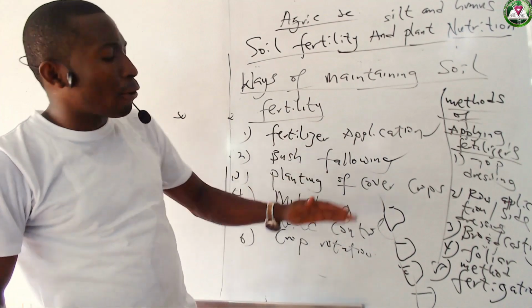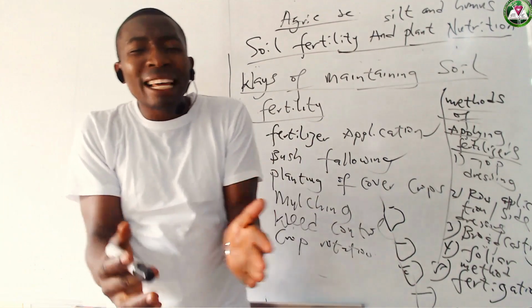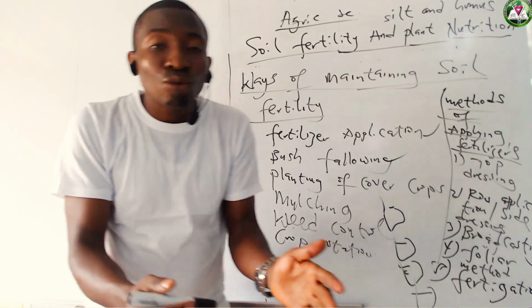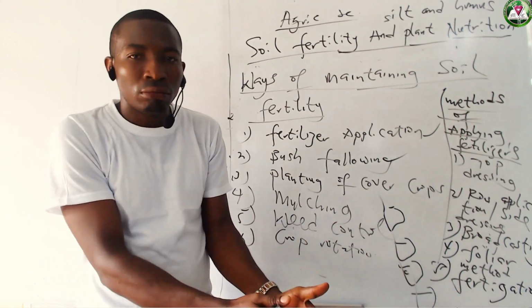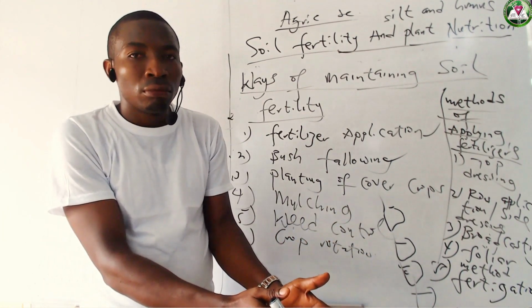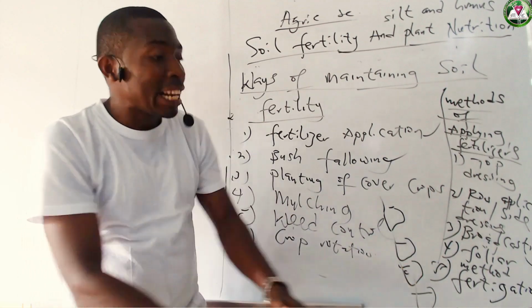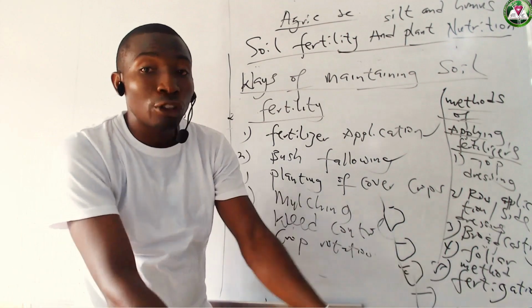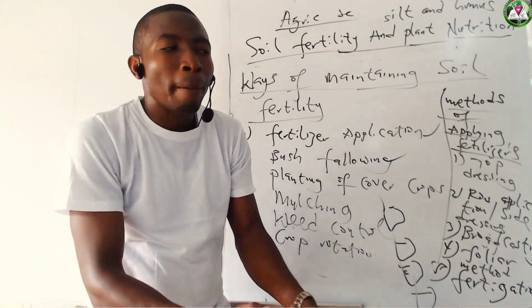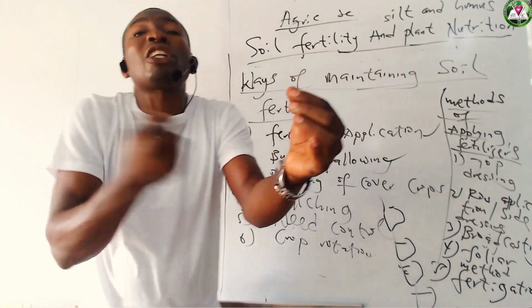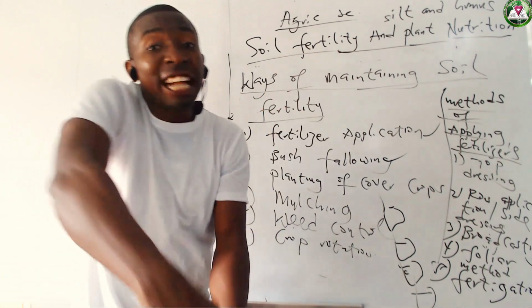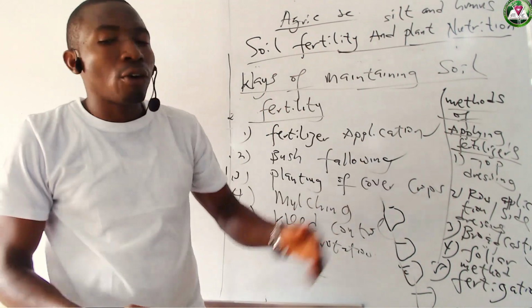Now, planting of cover crops. These are crops that are planted into our farmland in order to check erosion. They are climbing crops. We call them climbers. They spread out into the farmland. They check erosion. In as much as they are checking erosion, their root nodules are in symbiotic relationship with bacteria in order to fix nitrogen in the soil. That is your cover crops.